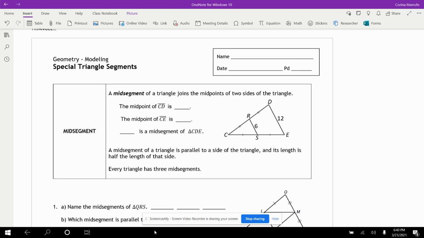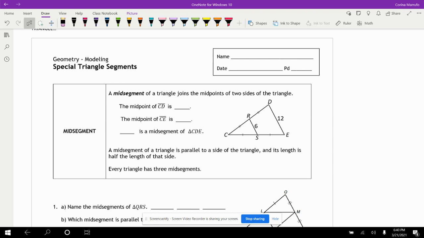But so this one, we have our special triangle segment. So our first special triangle segment that we're going to cover is called the mid segment. Okay, so the mid segment of a triangle joins the two midpoints of two sides of a triangle.